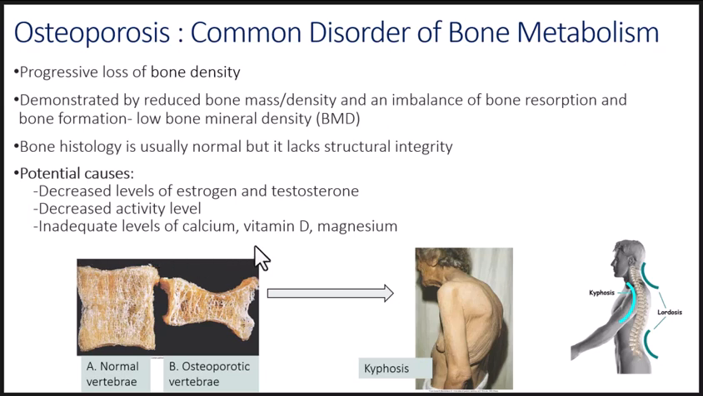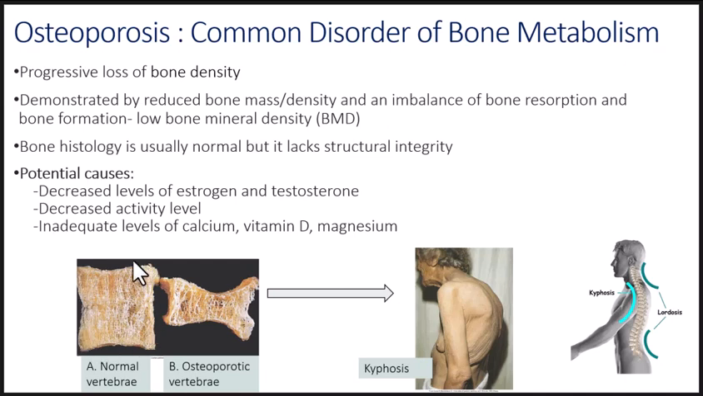And then inadequate levels of calcium, vitamin D, and magnesium are also thought to contribute to the development of osteoporosis and certainly worsen it if somebody already has osteoporosis. So in particular, vitamin D and magnesium, they are essential for bone synthesis. And so if they're not available, then the course of osteoporosis can intensify.